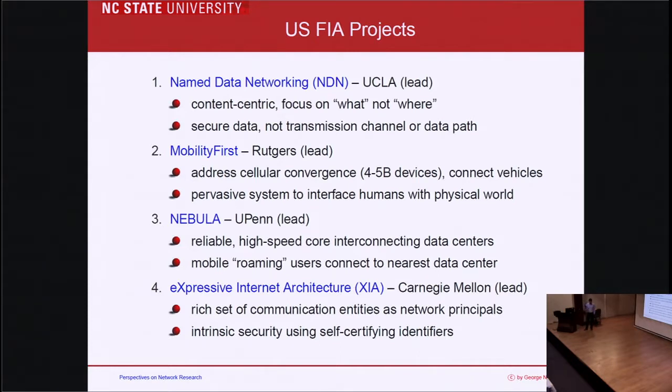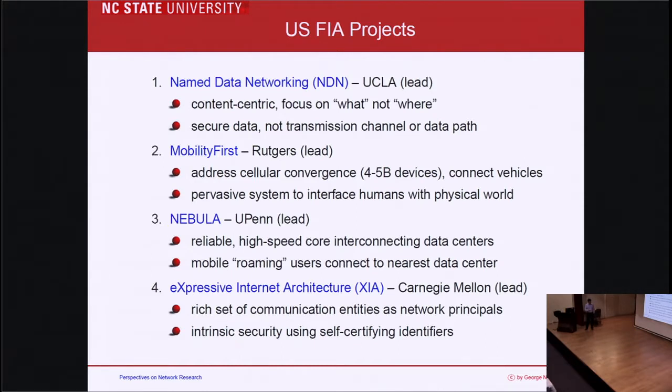This assumes that the network is the computer, which it is. So all the computation takes place inside the data centers, right? And so the idea is to develop an architecture where you have a high-speed core that interconnects data centers. And then it also allows mobile users to access those data centers efficiently.